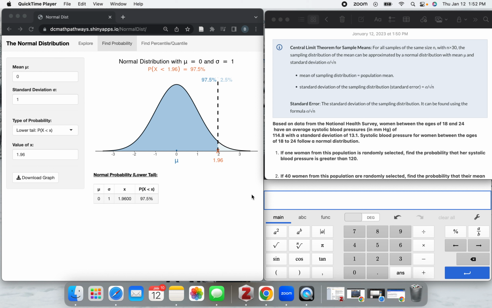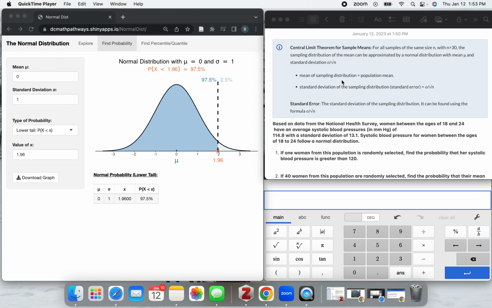In this video, we're going to go over how to solve problems using the central limit theorem. The central limit theorem for means states that for all samples of size n with n greater than 30, the sampling distribution of the mean can be approximated by a normal distribution with mean equal to the population mean and standard deviation equal to the population standard deviation over the square root of n.